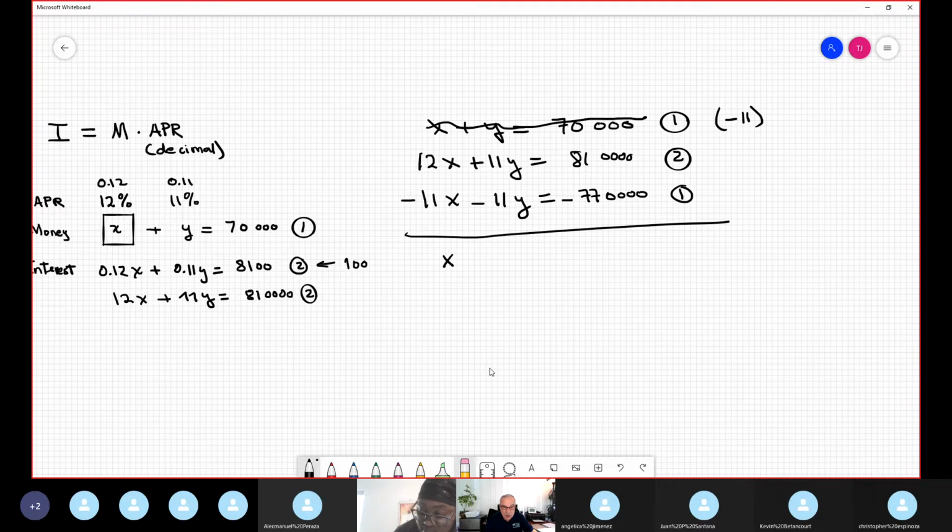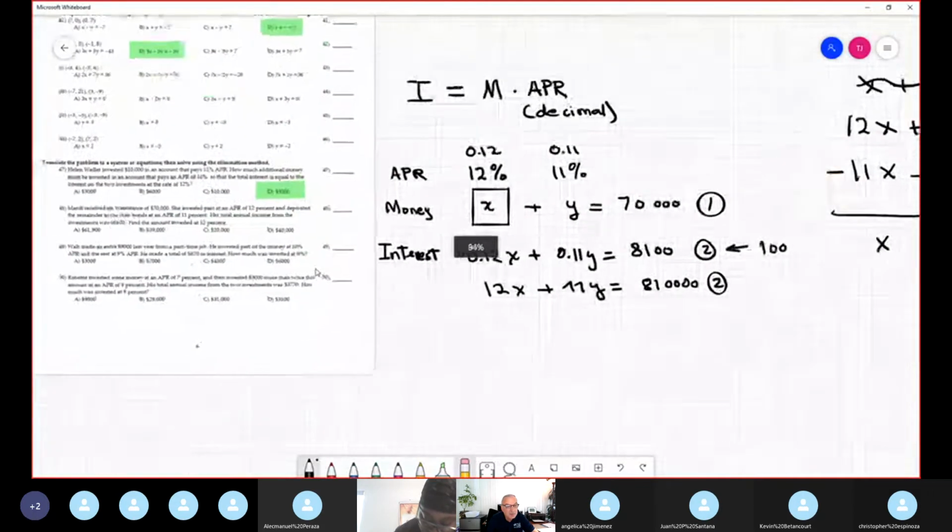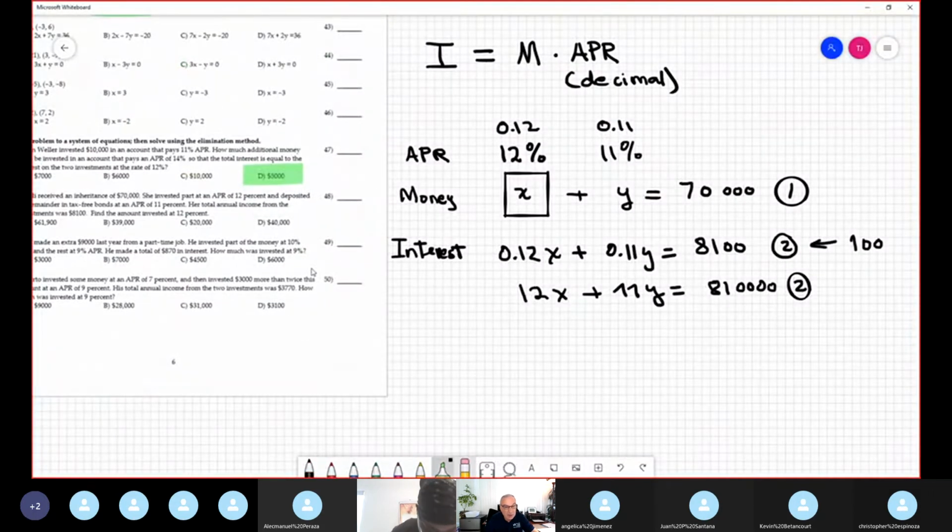And in the subtraction we get X, because 12 minus 11 is 1. The Y cancels out, elimination. And on the right, this is now 8140 minus 770,000, the answer is 40,000. 40,000 dollars is the answer. Let's come back to the word problem. 40,000, there you go. Boom.